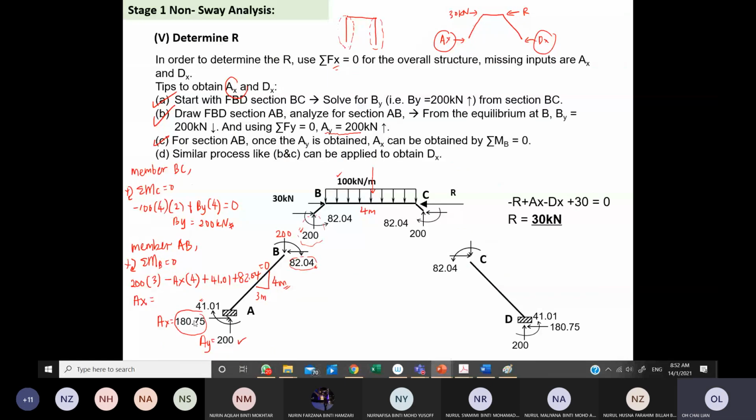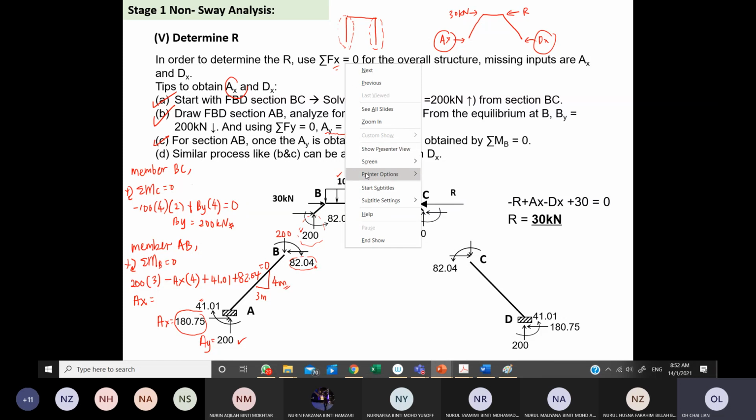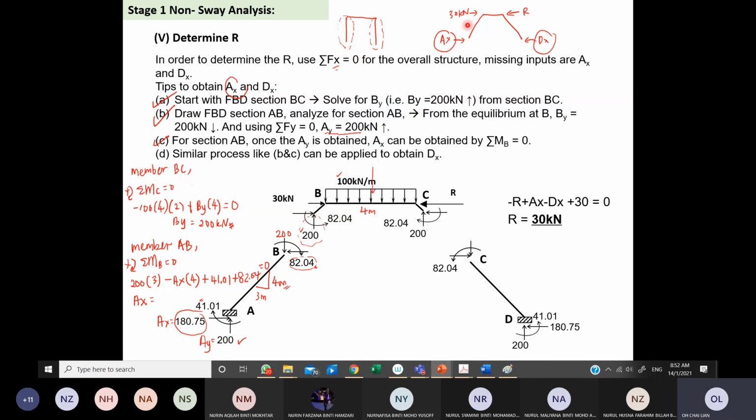Okay, so once you have determined the AX and DX, then we can use the summation Fx equal to 0 to solve for the R. If you look at the situation here, you will see that we will apply the equation summation Fx equal to 0, where negative R plus AX minus DX plus 30 equal to 0. By substituting your AX and DX values, you get R is equal to 30 kilonewton.